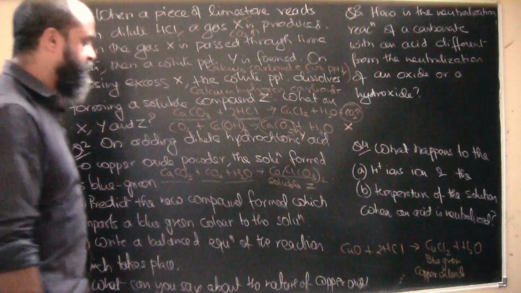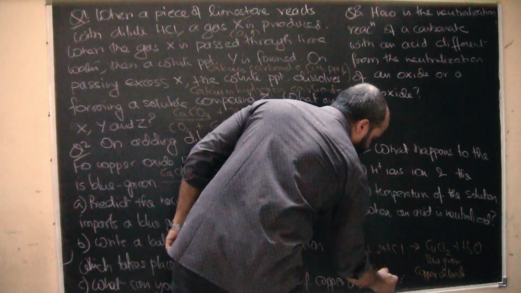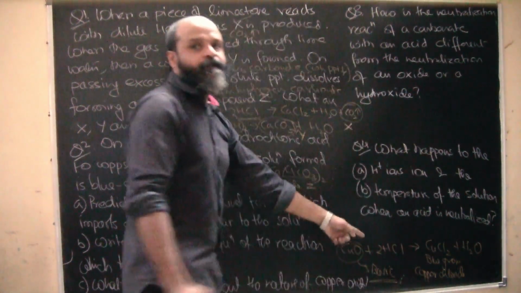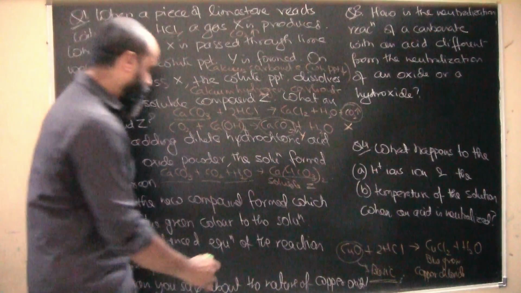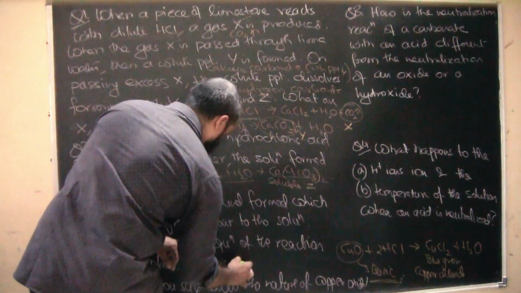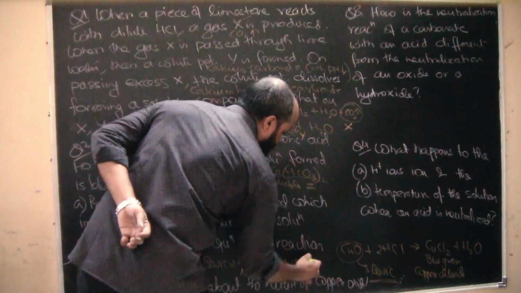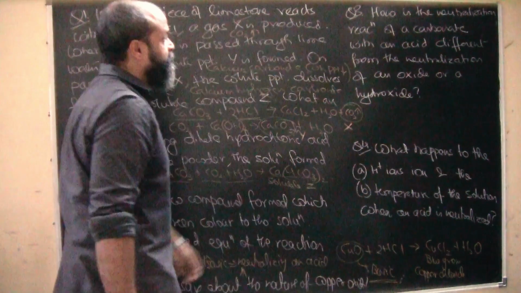What can you say about the nature of copper oxide? What is the nature of copper oxide? It is basic. This is basic in nature. Why is it basic? Because it is neutralizing an acid, and hence it is basic.